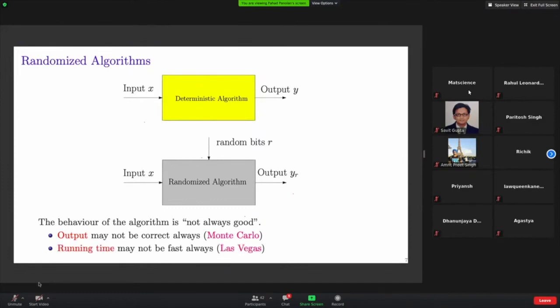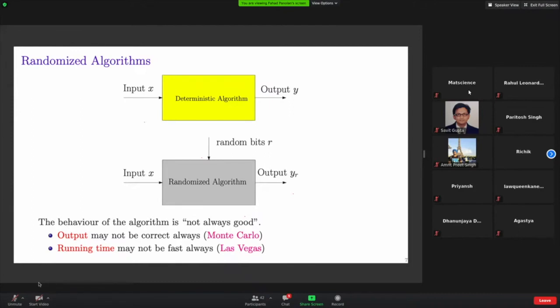And the other is that the running time may not be fast. The output is always correct, but some of the random bits will give you faster running time, and some of the random bits will give you bad running time. So the running time varies, but the output is always correct. But what you expect is that most of the time the running time is small. Or in other words, the running time depends on the random bits, which means that running time is a random variable.